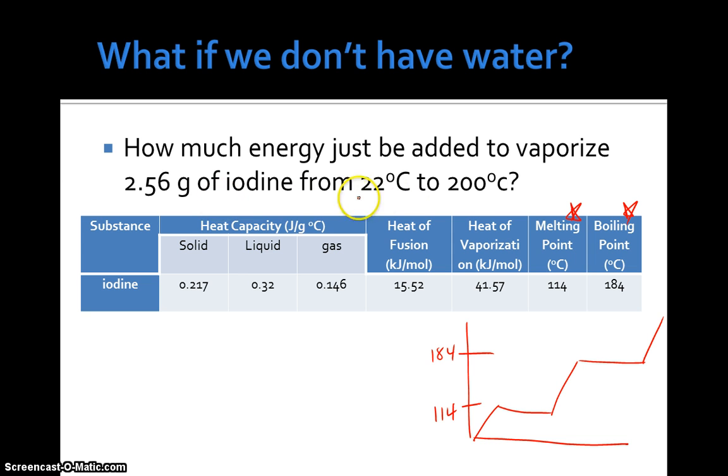We can see that we're starting at 22 degrees Celsius, which puts us down here, and we're ending at 200 degrees Celsius, which puts us above the 184. Remember, each point where lines intersect ends one calculation and a new calculation begins. Our first calculation takes us to the melting point. Our second takes us through the melting process. Our third takes us to the boiling point. Our fourth takes us through the boiling process. And our fifth and final calculation gets that iodine vapor to 200 degrees Celsius.